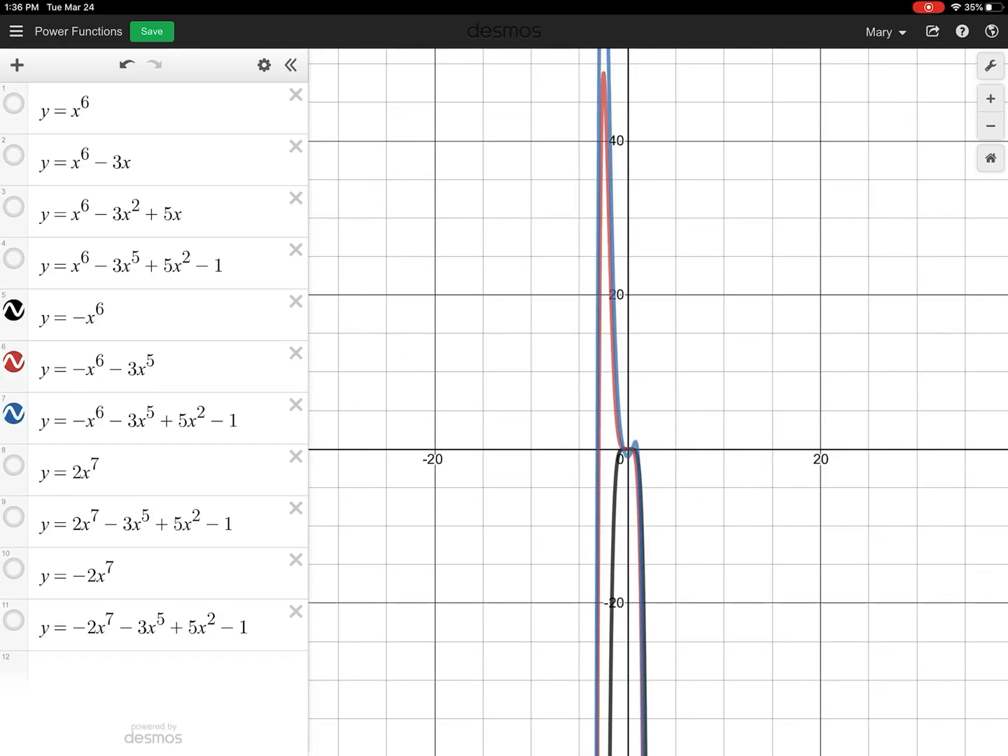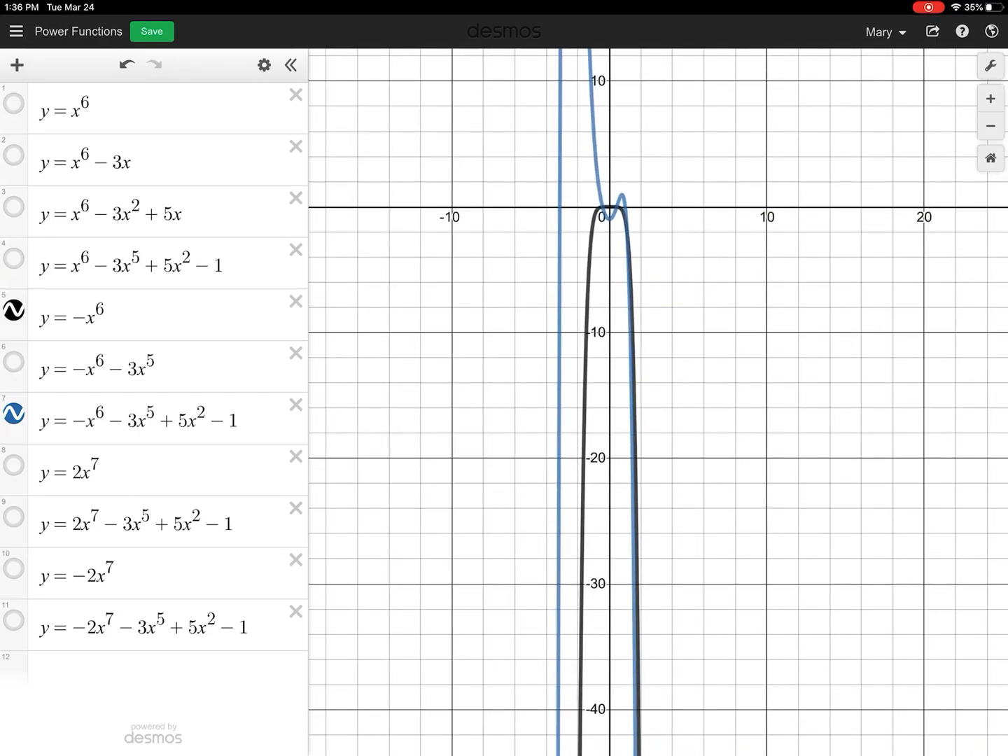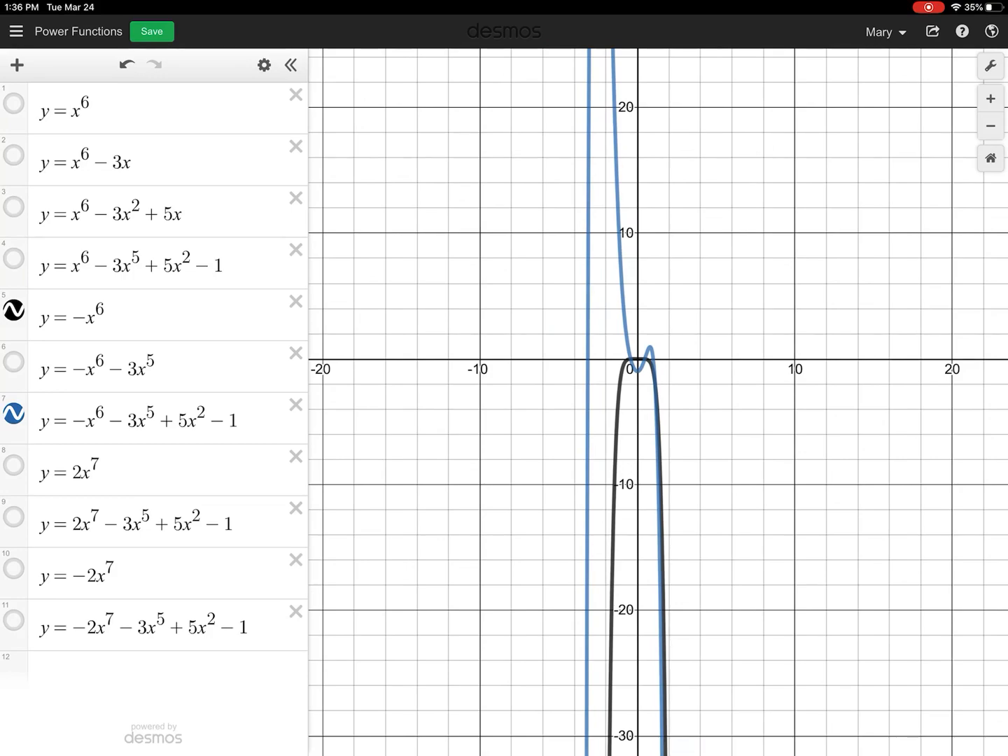And if we manipulate the middle of the graph even more with a negative 3x to the fifth and a positive 5x squared minus 1, none of those exponents are as big as a 6. So that blue graph is really similar to the negative x to the sixth that we started with. It goes down on the left and down on the right, but it's different in the middle. So if you have an even exponent for your biggest exponent, the left side and the right side will go the same direction, up on the left and up on the right, or if it's a negative coefficient, down on the left and down on the right.